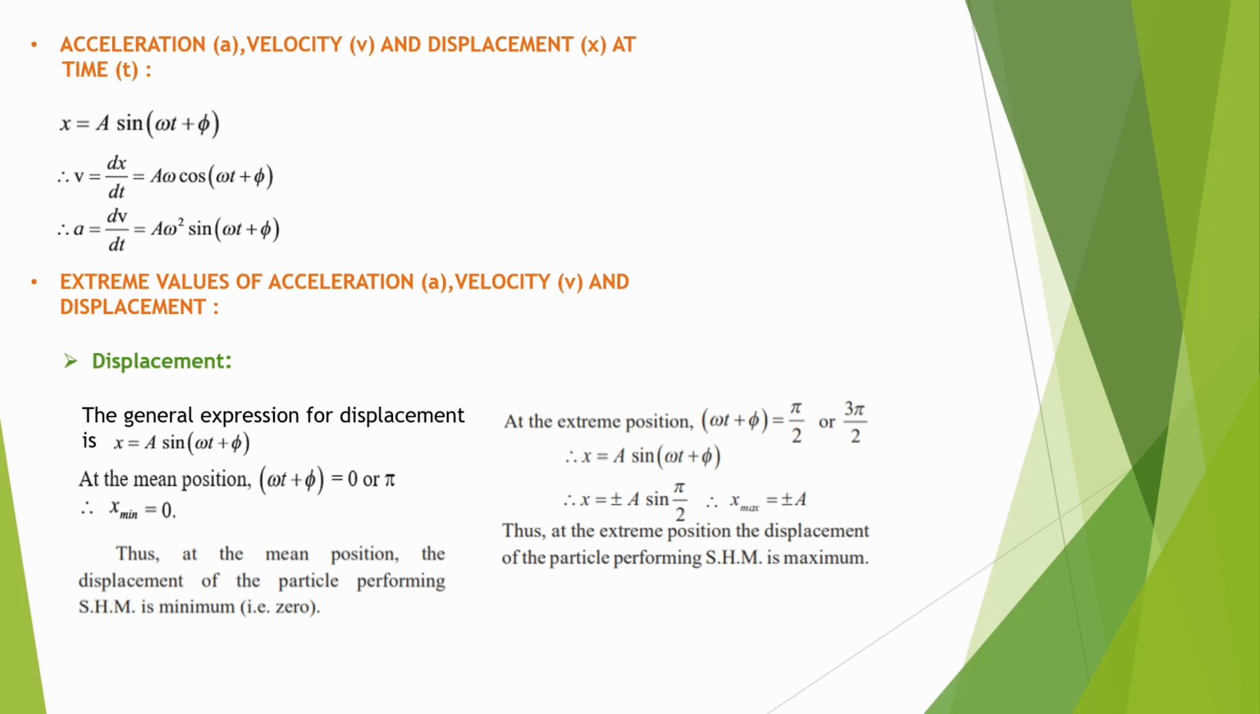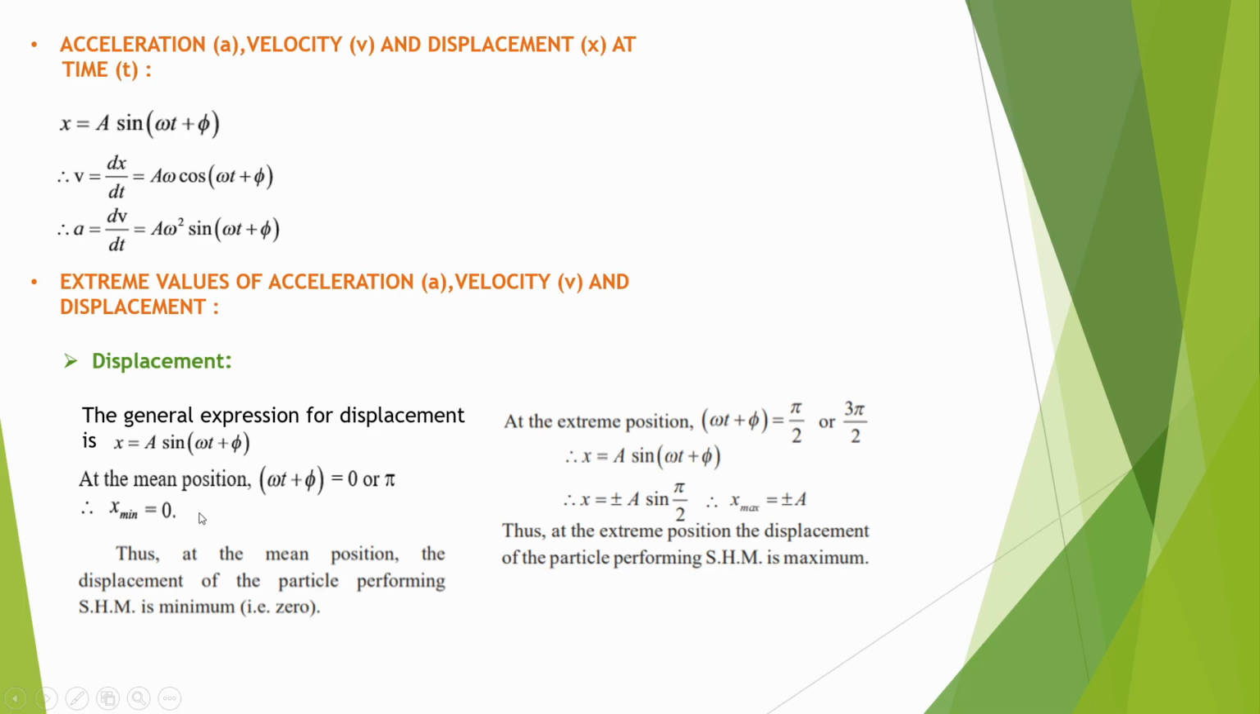Let us see displacement first. What is the general expression for displacement? The general expression is x = A sin(ωt + φ). Consider the mean position. At the mean position, the term ωt + φ is equal to 0 or π. Substituting, sin 0 = 0 or sin π = 0, so the displacement is minimum, and that minimum displacement is 0. Thus at the mean position the displacement of a particle performing SHM is minimum, that means 0.